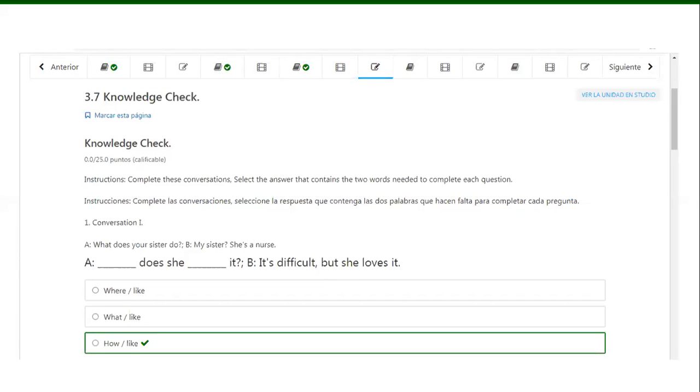And remember that when we have questions, we are using the auxiliary does. We don't need to add the letter S to the main verb. We only do it when is like this, like letter B, which is an affirmative sentence. It's difficult, but she loves it. This is not a question. This is not a negative sentence. So that's why the main verb love, in this case, is loves, because I'm talking about she. But in the first case, I'm having a question. And since this is a question, I have the auxiliary does. That's why the verb is like. I don't have to add a letter S.